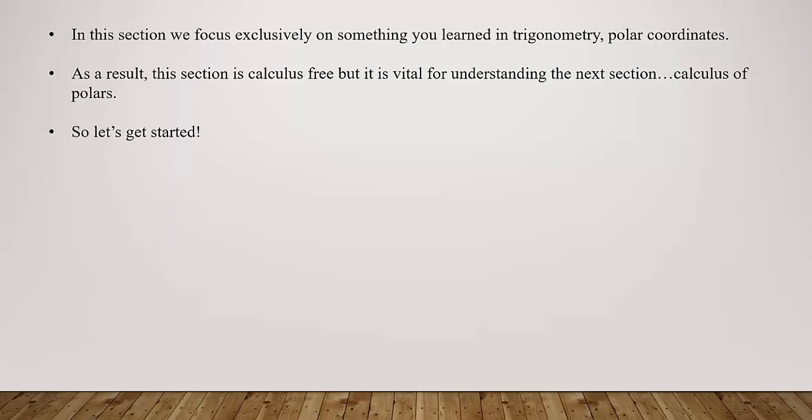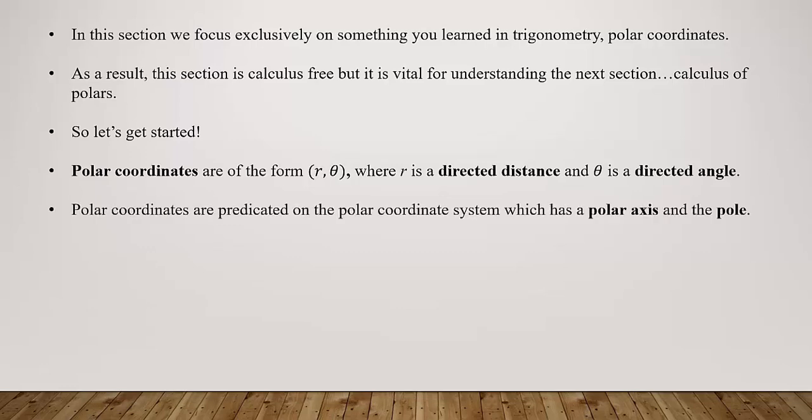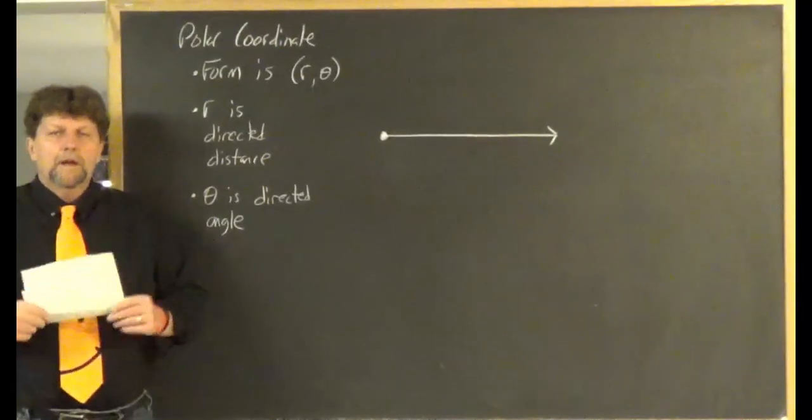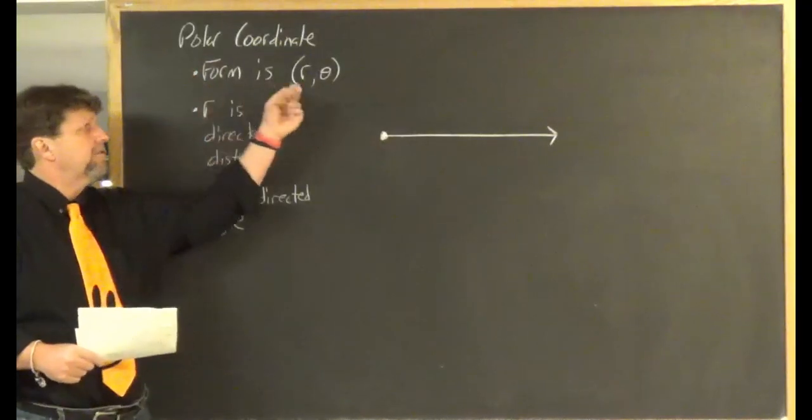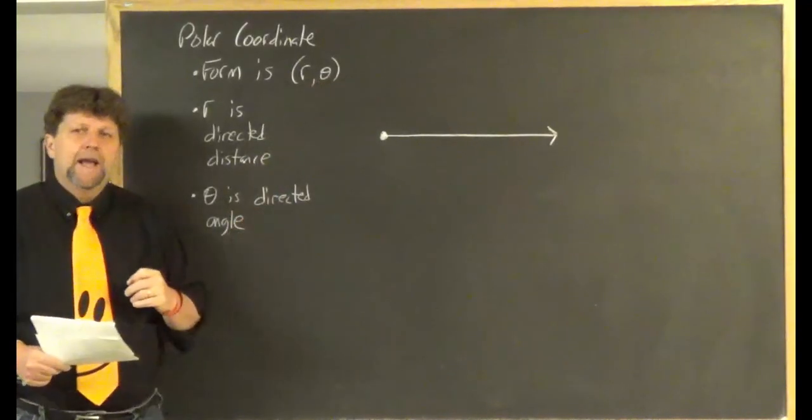So let's get started. Polar coordinates, remember, they're of the form r theta, where r is a directed distance and theta is a directed angle. Polar coordinates are predicated on the polar coordinate system, and the polar coordinate system has a polar axis and then something called the pole. So what I'm going to do now is make a quick trip to the chalkboard before continuing. All right, folks, remember polar coordinates have the form r theta. R is a directed distance. Theta is a directed angle.